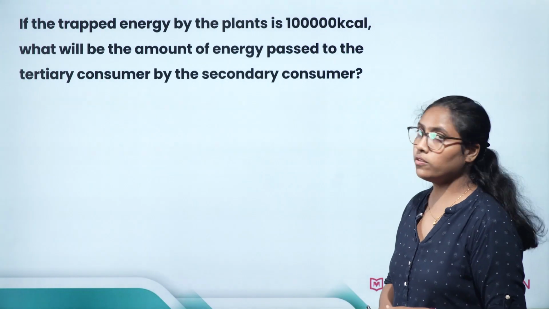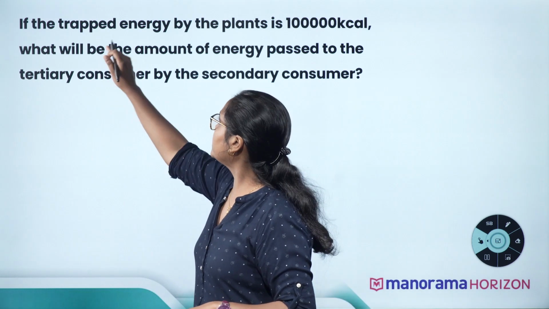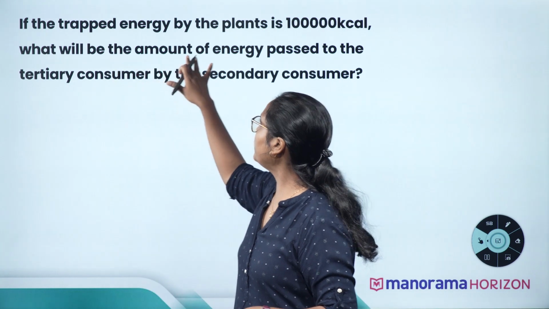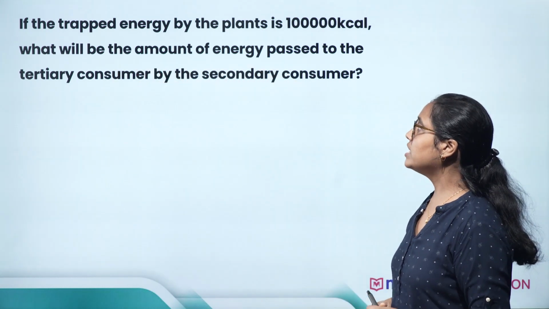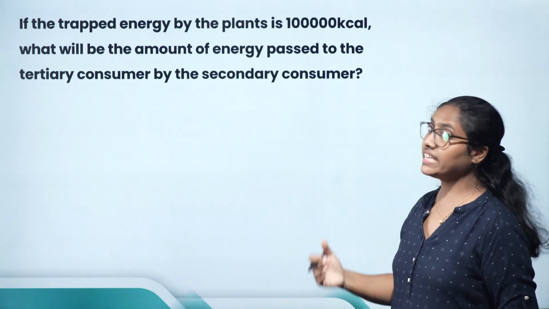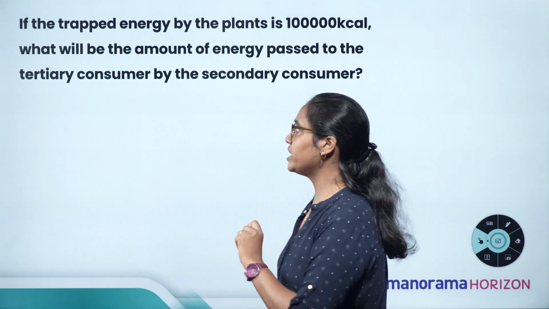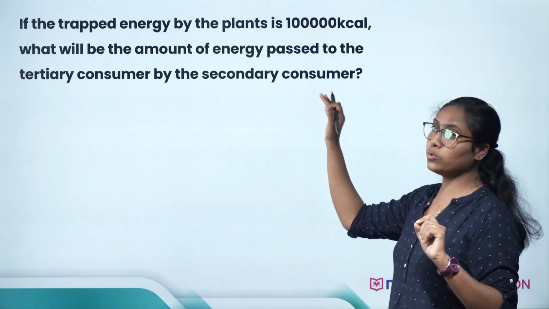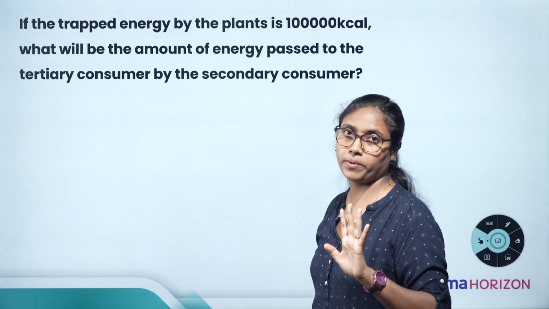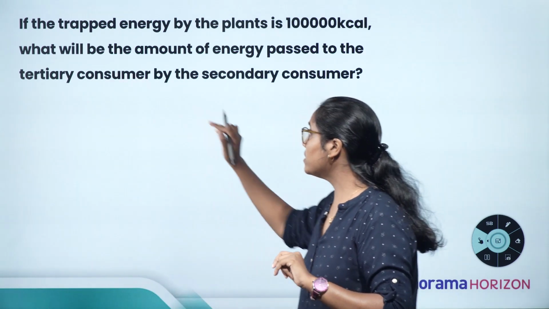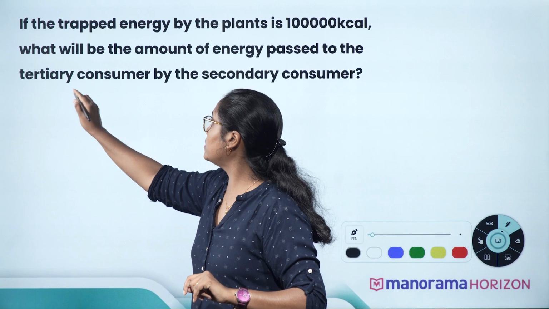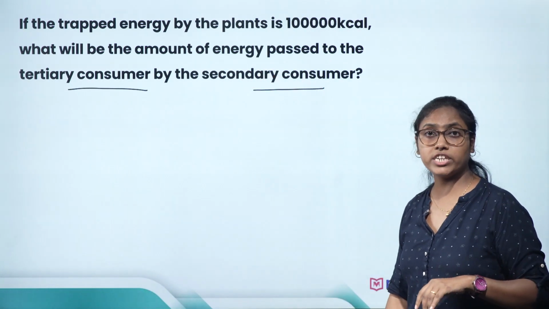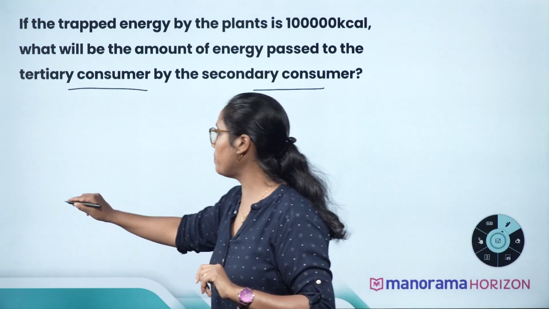Now, let us solve a problem. If the trapped energy by the plants is 1 lakh kilocalorie, what will be the amount of energy passed to the tertiary consumer by the secondary consumer? So, here the tricky question is, they are not asking about the second trophic level to the third trophic level. Here they are saying that there is a tertiary consumer, to the tertiary consumer from the secondary consumer. Secondary consumer comes in which trophic level?